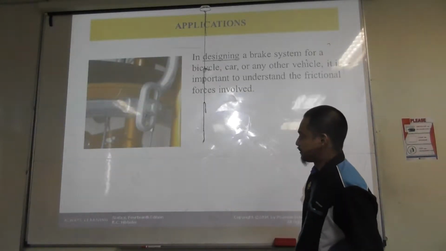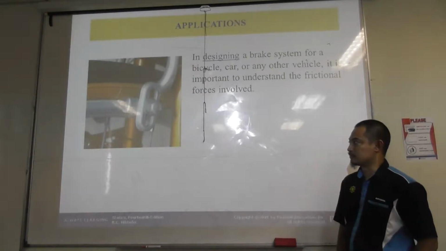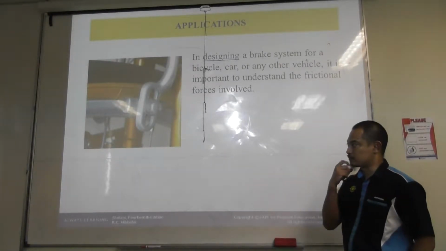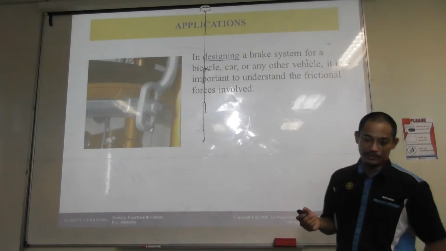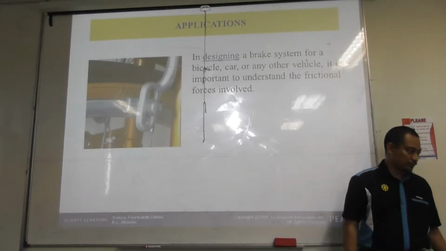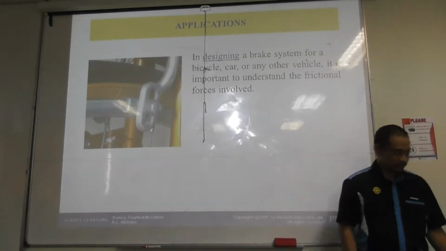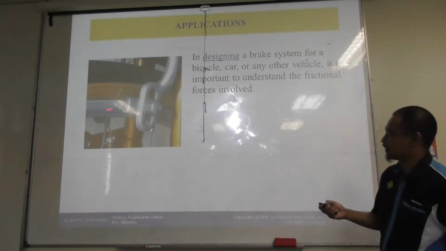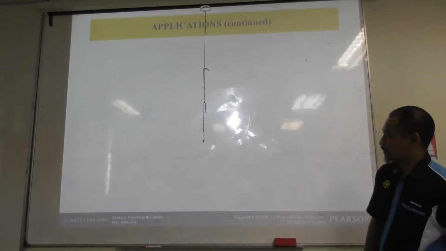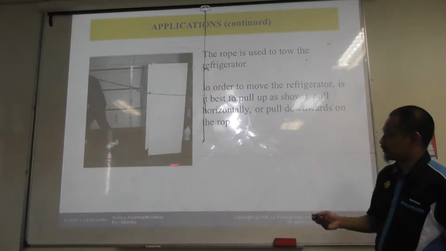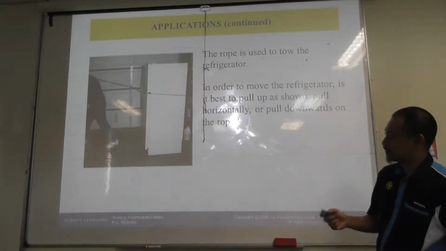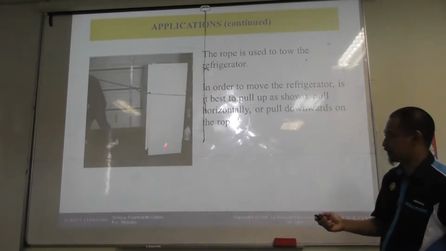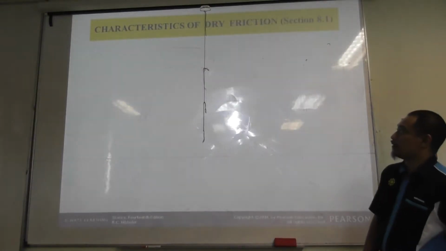In terms of application, I think this is one of the most common, but I think many of us should know this one, the braking of the bicycle tire. I think this one is an example. Also, if you try to pull the refrigerator that this guy tried to do, you will have friction there, right?